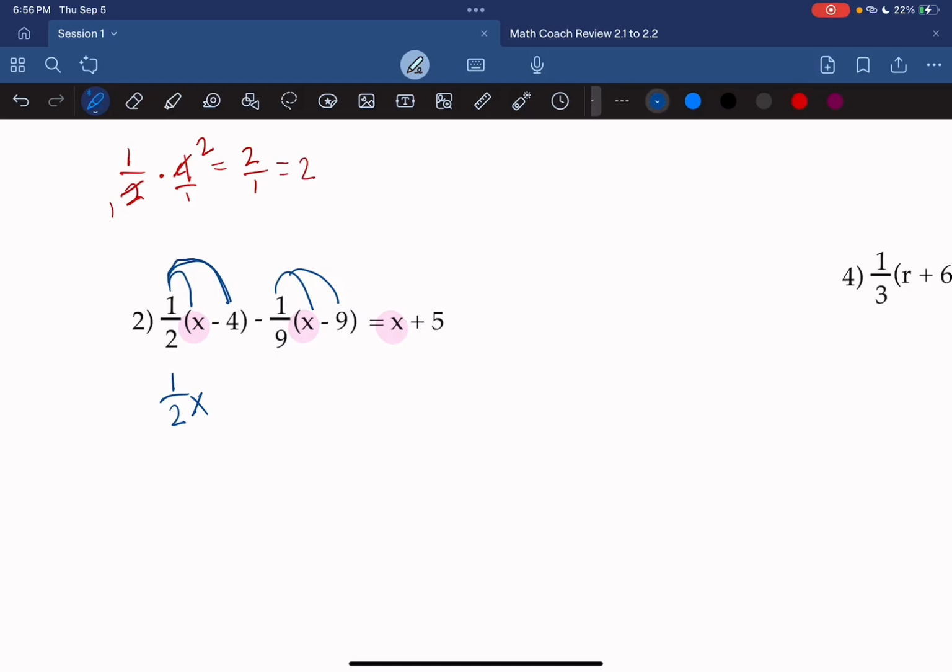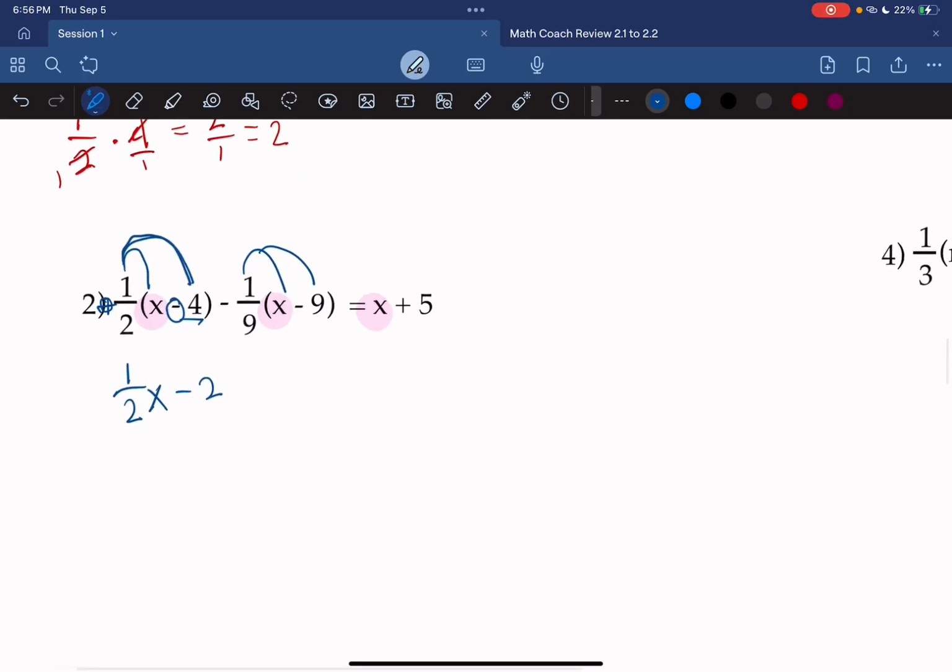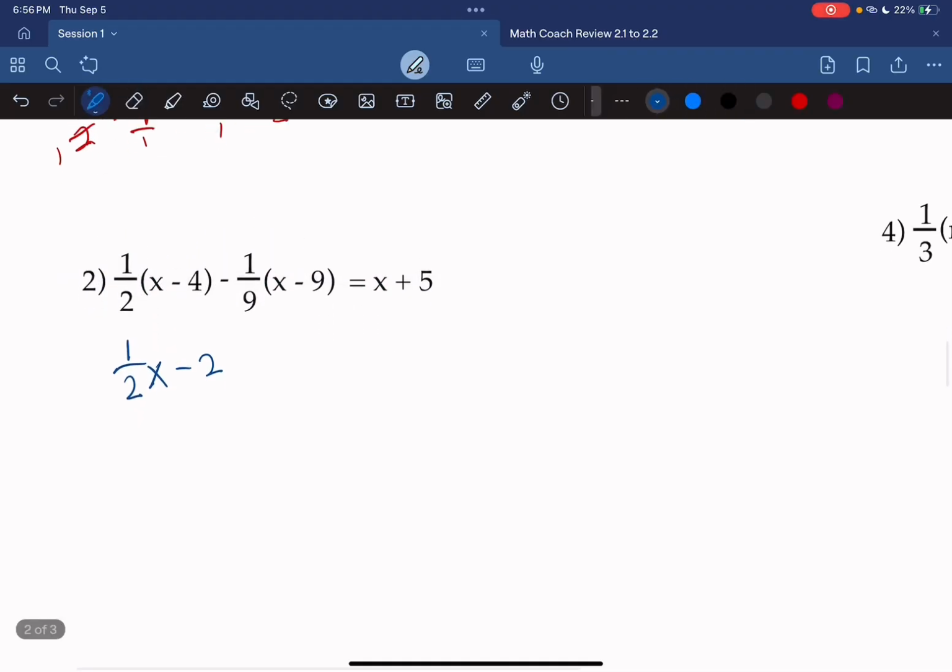So that's going to be 1/2 x. That's going to be negative 2, because it's positive 1/2 times negative 4. And a positive and a negative gives us a negative. Now, let's do this other part. Let me erase this so it's a bit more clear. So, same logic. Negative 1/9 times x. It's a negative times a positive, so it's going to give us a negative. So, negative 1/9x. And then let's do negative 1/9 times negative 9.